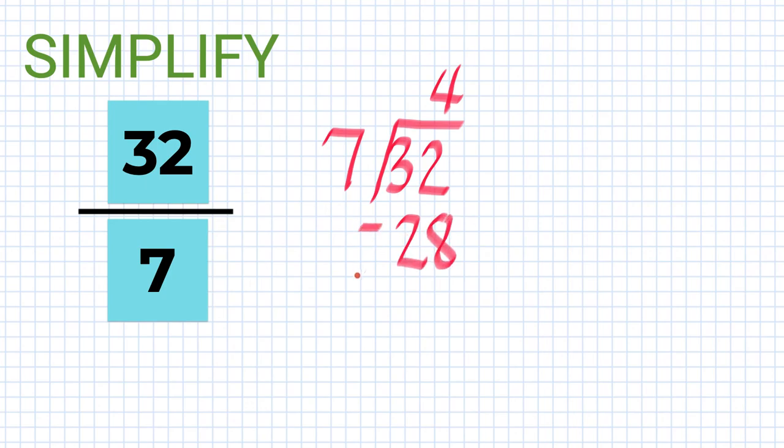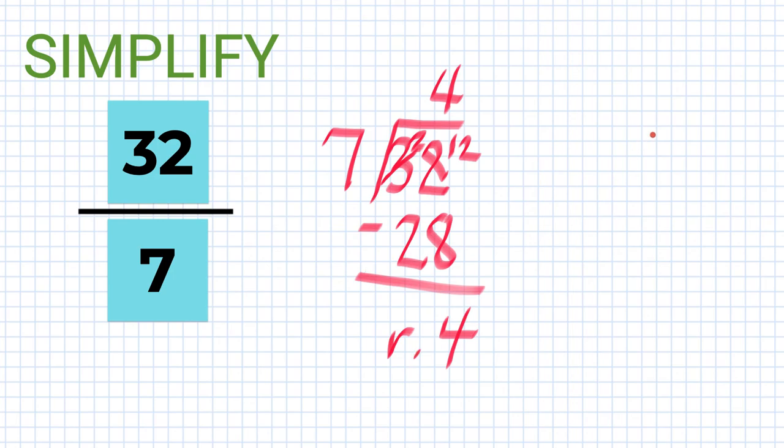Now, 32. When we were in grade 3, 2 minus 8 cannot be done. You will make it 12, borrow 10, and this 3 will become 2. 12 minus 8, that is 4. 2 minus 2 is 0. So therefore, the remainder here is 4.